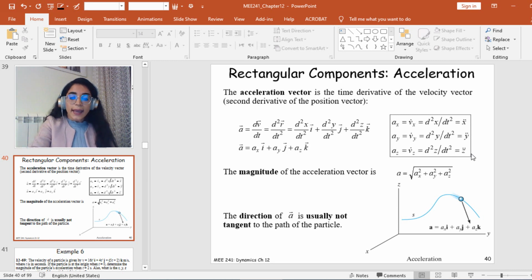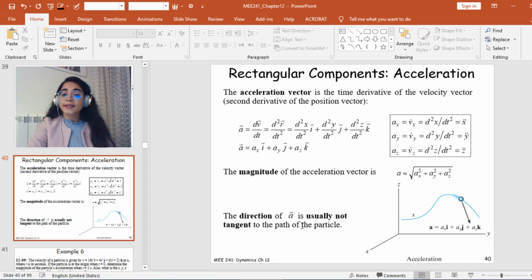and the magnitude of the acceleration will be of course the radical of the sum of the components squared. And then the direction of a, as I said guys, is not usually tangent to the path of the particle, but it is tangent to the hodograph, or it is tangent to the curve of the velocity. Now, how can I find the direction of A, guys? Of course, I can find the unit vector of A, or I can find tangent A. If it is in 2D, it would be Ay over Ax, and this will give me the tangent of the angle between A and the horizontal line.